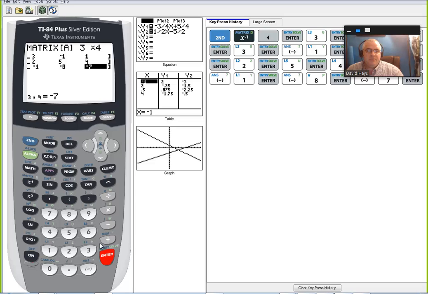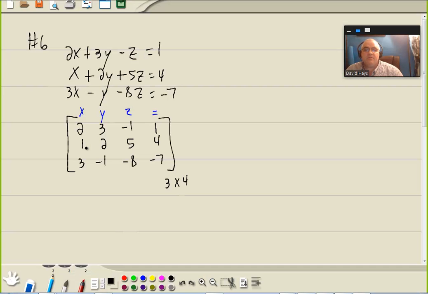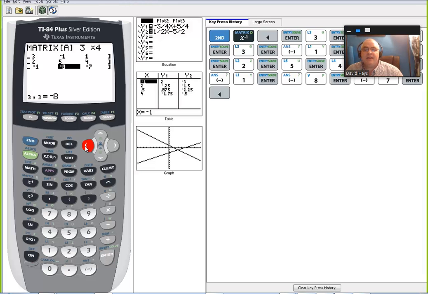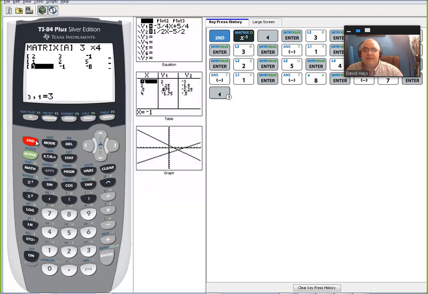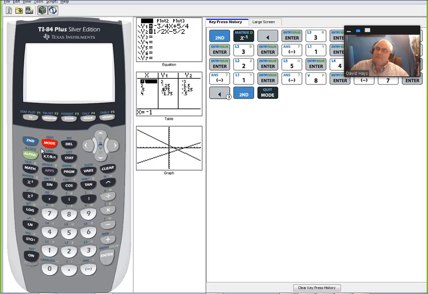Now only so much of the matrix can fit on the screen at one time, but it automatically scrolls over for you. I'm going to double check my numbers. 1, 4, negative 7, negative 1, 5, negative 8, 3, 2, negative 1, 2, 1, 3. And I'll exit out. Make sure you exit out before you do the next step.